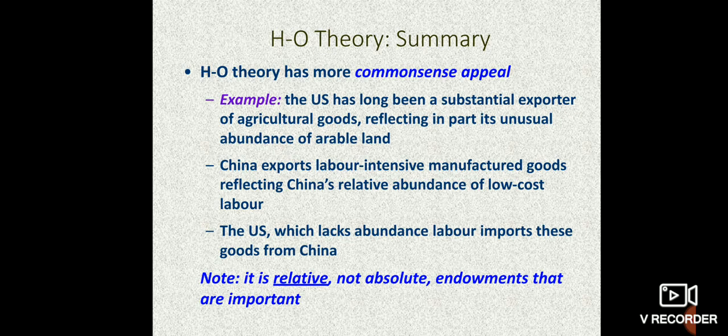The US has long been a substantial exporter of agricultural goods, reflecting in part its unusual abundance of arable land. China exports labor intensive manufactured goods, reflecting China's relative abundance of low cost labor. The US, which lacks abundant labor, imports those goods from China. It is relative, not absolute endowments that are important. Remember, the relative endowments, or the abundance of the factors of production, are what is important.